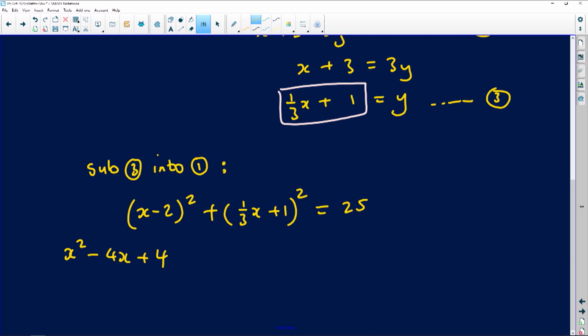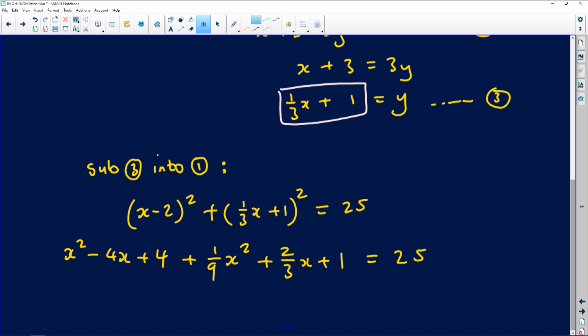Did you see that? If you didn't, let's repeat it. You want to square 1 over 3x plus 1. I'm on the second one now. Square 1 over 3x, it's going to give you 1 over 9x squared. And then you multiply 1 over 3x and 1, you're going to get 1 over 3x, then you double that. It becomes 2 over 3x, and then you square the last one. It is a 1, and the answer is just simply equal to 25.